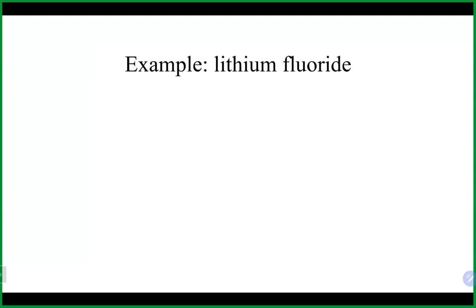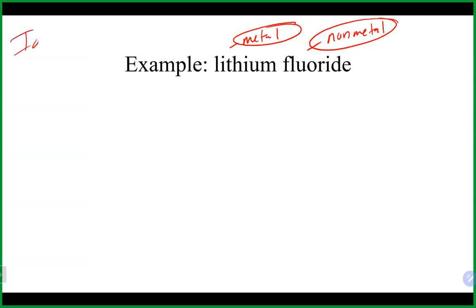So let's take a look at an example here. This is lithium fluoride. Lithium is a metal. Fluoride is fluorine, which is a nonmetal. So as soon as I see that combination together, metal and nonmetal, I know this is going to be an ionic bond, and I don't have to think twice about it. I also know that it's going to be the metal, because of those trends, that's going to transfer the electron over to the nonmetal. So that's exactly what's going to happen here.